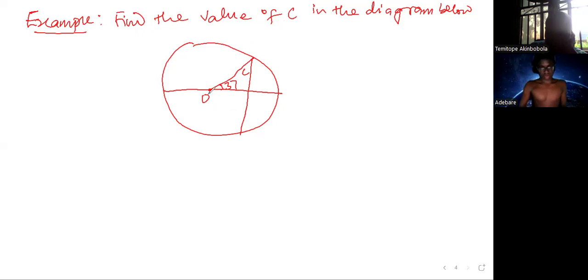Now, this is the center of the circle. You can see that there's a line that passes through the center of the circle. And you can see that this line that passes through the center of the circle meets this line, which is a chord.